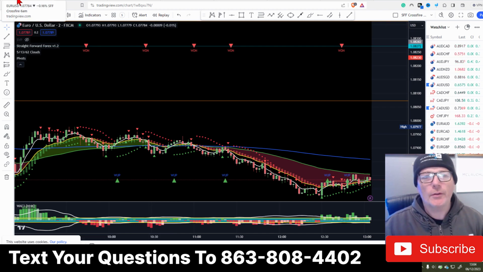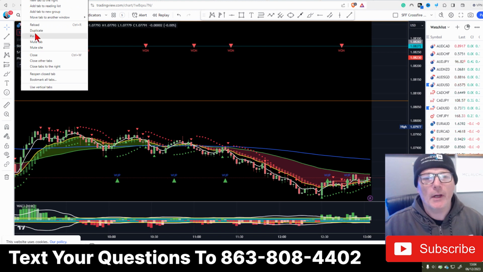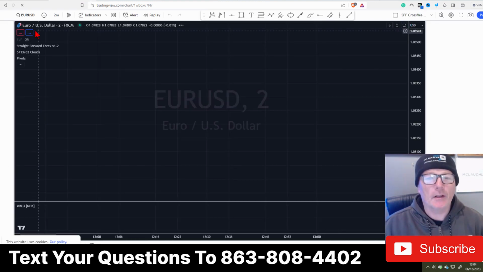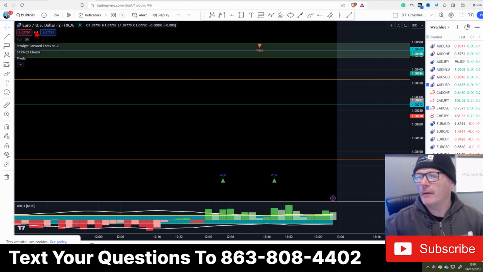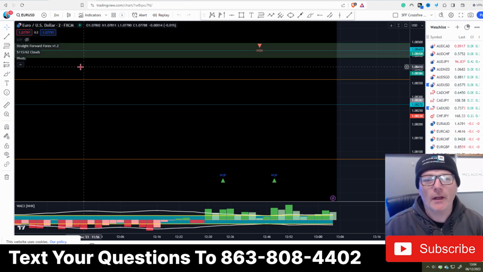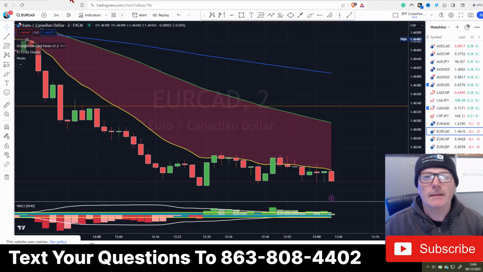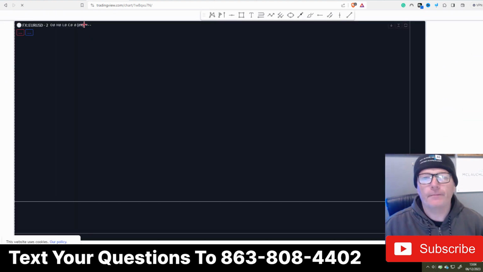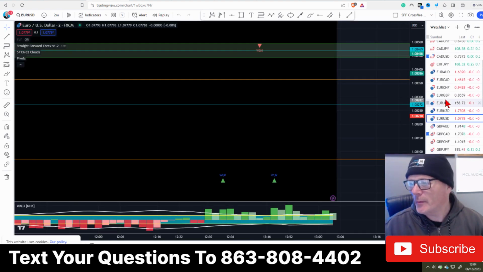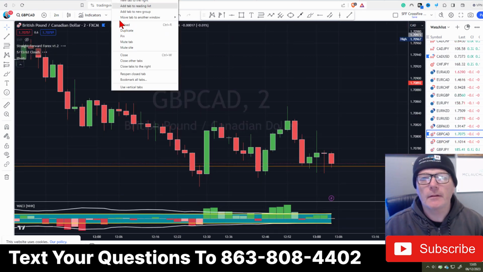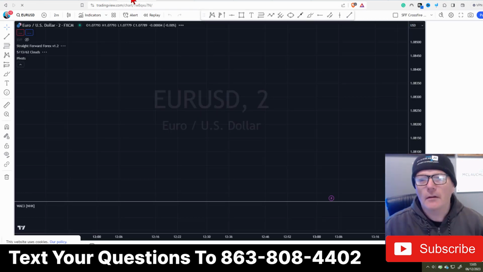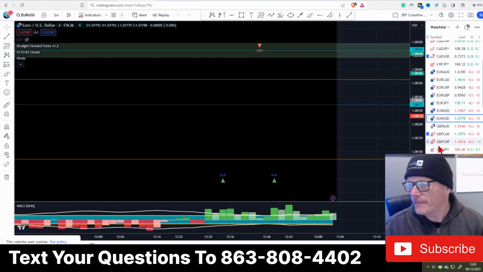So we've got on the chart Euro USD, and what I do is right click, duplicate, and get all the different charts rather than flipping from one chart to the other. I just like this process. So Euro USD, Euro CAD. Duplicate that one, and we've got GBP USD. The first one's CAD, so GBP CAD and GBP USD.